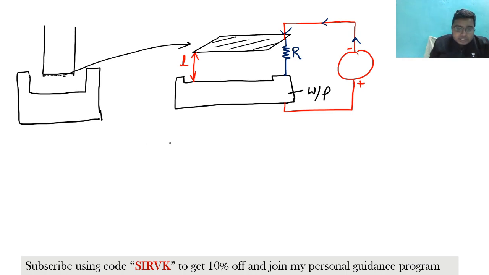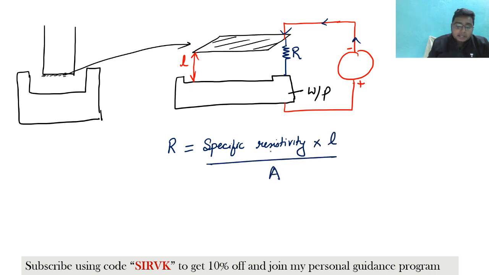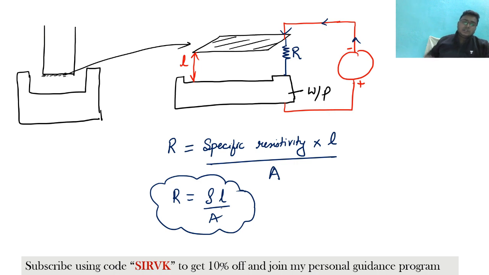So this resistance R is denoted by the specific resistivity into L by the area of that machining. That is, it is denoted by rho L by A. And these things you know from the basics only. So there is nothing so hi-fi. I am going to explain it, but these are the basic things we have known.